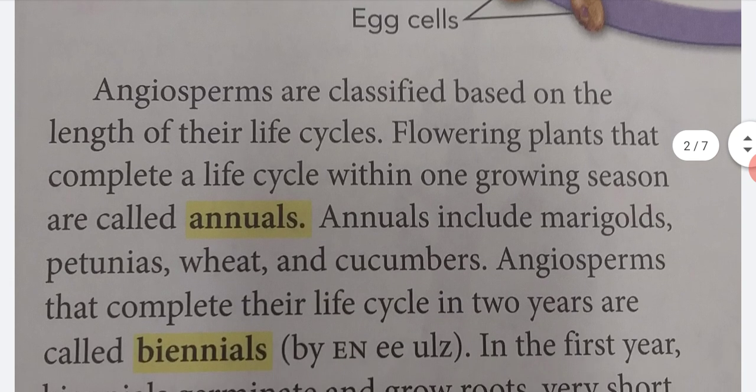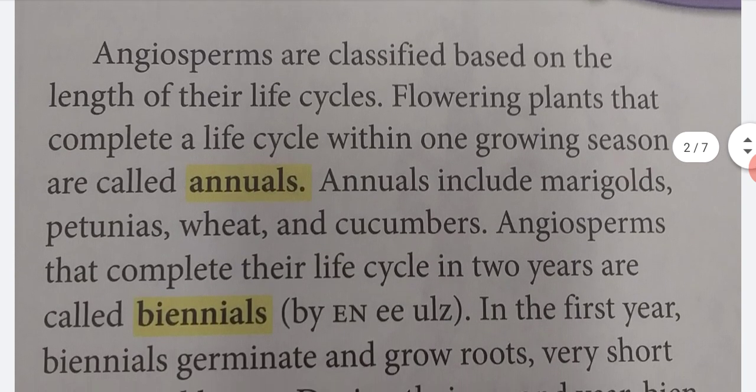Angiosperms are classified based on the length of their life cycles. Flowering plants that complete a life cycle within one growing season are called annuals. Annuals include marigolds, petunias, wheat, and cucumbers.